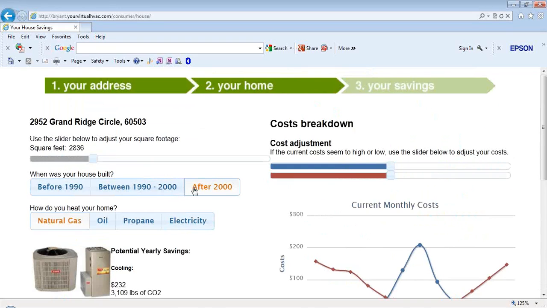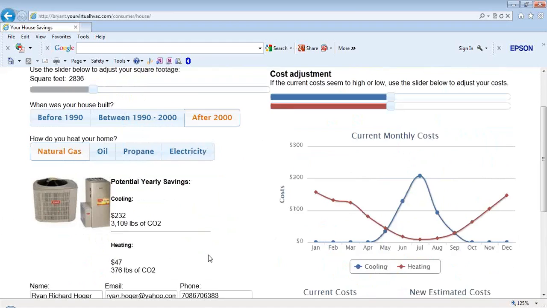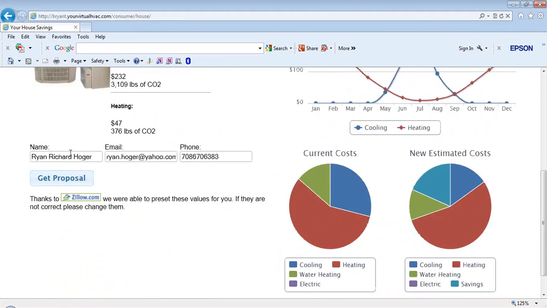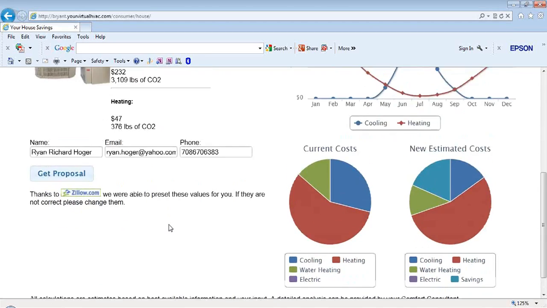They're just basically saying, how old is the construction of the house? What do you heat it with, right? Their contact info, which mine already populated because I did it earlier, but they would punch in their info here and here, so their email and their phone number, which is later on going to be your lead. If they don't punch that information in, this Get Proposal button will not do anything for them. You can see, like we said before, we're getting the information from Zillow.